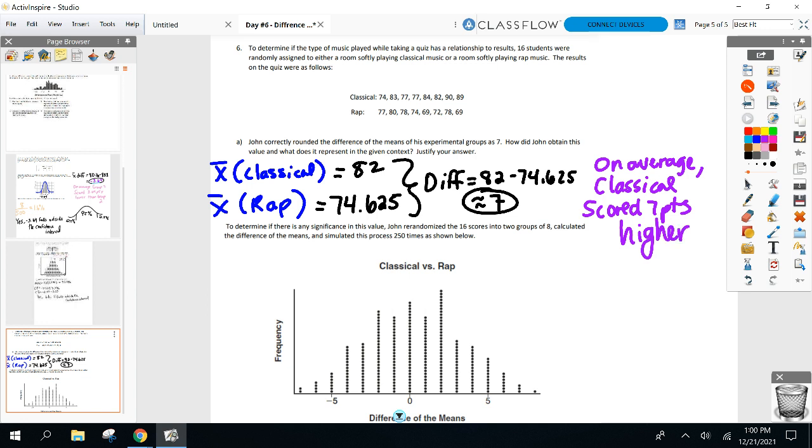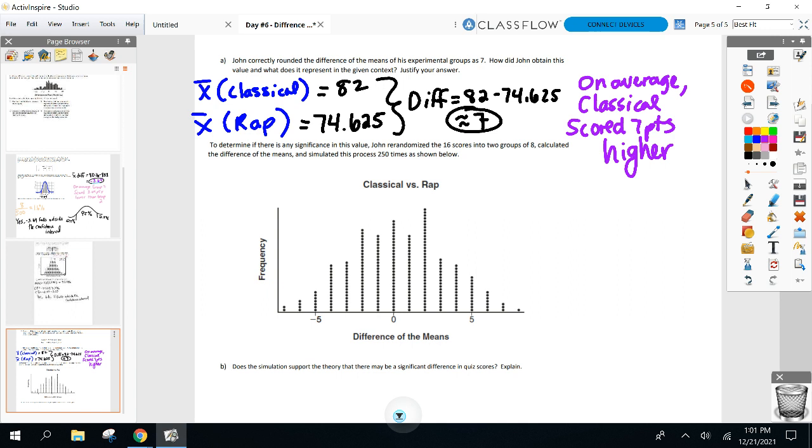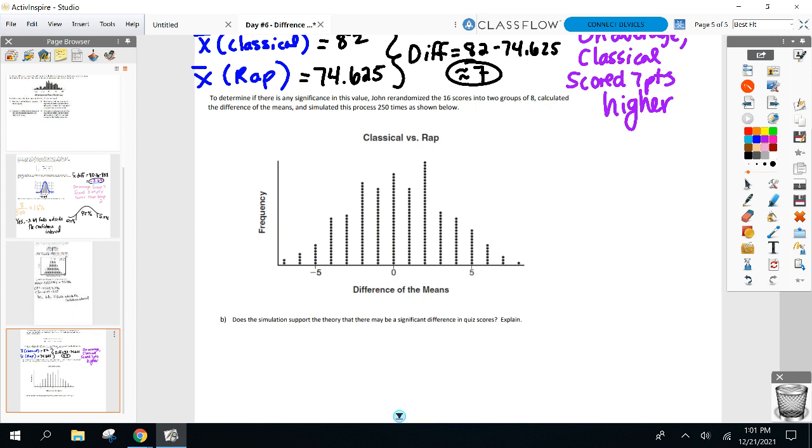Was it because they listened to classical? Well, let's find out, right? Where does the 7 fall? Everyone sees where 7 is? 5, 6, 7. Yep, right here, 7. Well, I think we know the answer just by looking, right? But I can't say that because the graph looks like it. We have to mathematically determine if it's significant or not.